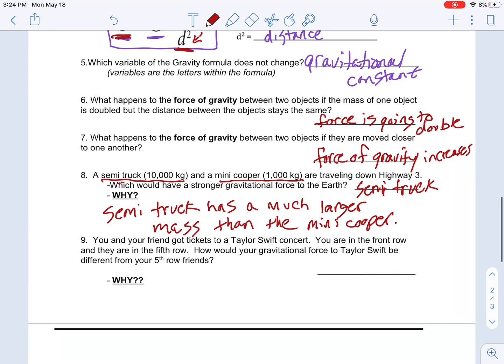Okay, number 9. You and your friend got tickets to a Taylor Swift concert. You are in the front row and they are in the fifth row. How would your gravitational force to Taylor Swift be different from your friend's in the fifth row?